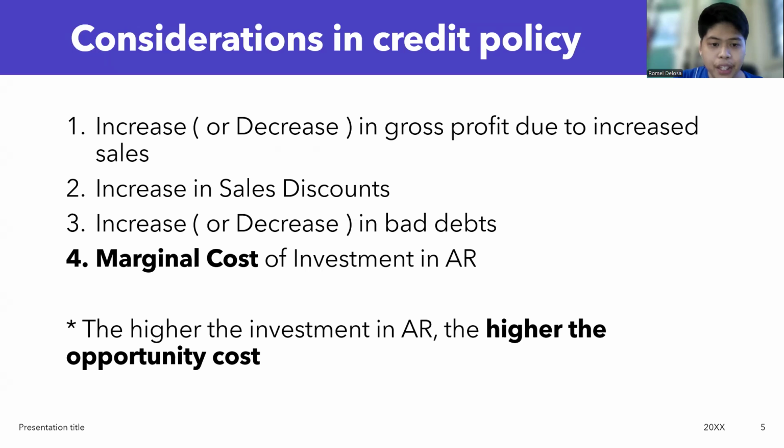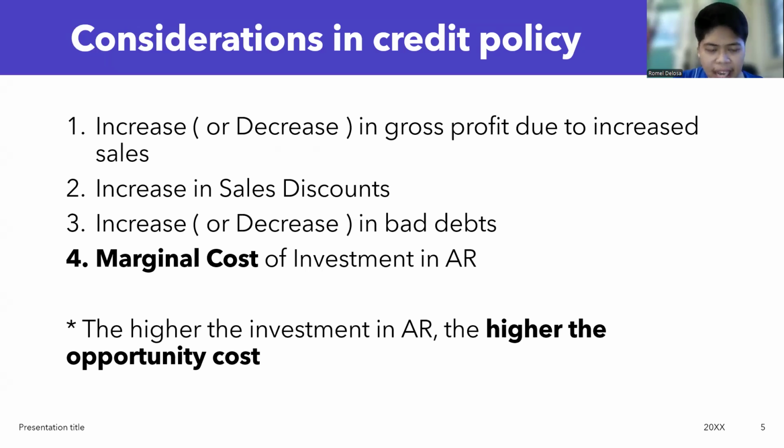So, number one is increase or decrease in gross profit due to increased sales or decreased sales. So, generally speaking, if you are strict in your credit policy or credit standards, ibig sabihin yung i-allow mo lang na mga customers na pwedeng umutang are customers that can pay. So pag ganun, yung sales mo, it will be lower. Kasi yung mga iba na hindi kayang magbayad, you will not accept them. So yung likely na gagawin nila, maghanap sila ng iba. So that is decrease in gross profit if you are strict.